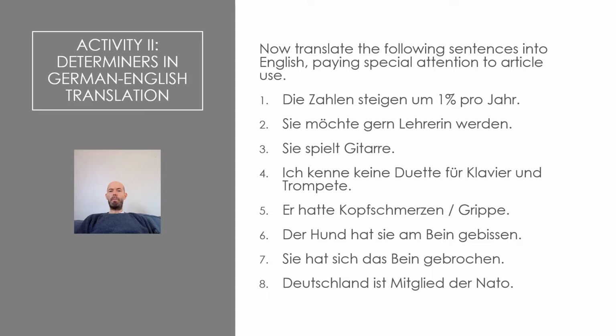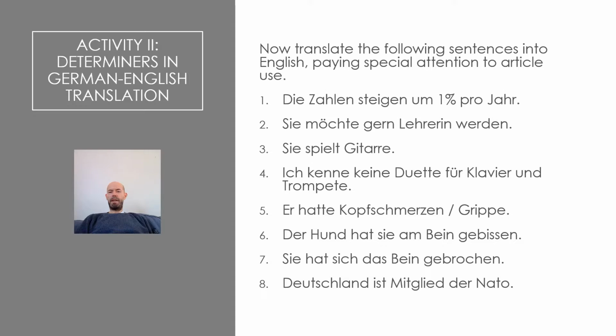duets for piano and trumpet. So that's slightly different. Er hatte Kopfschmerzen. He had a headache. With headache, we always use the indefinite article. With flu, as we've just seen, we use the definite article. In British English, at least, the definite article is usually used. He had the flu. The zero article is marginally possible also. He had flu.